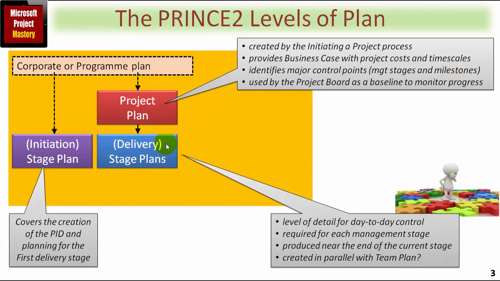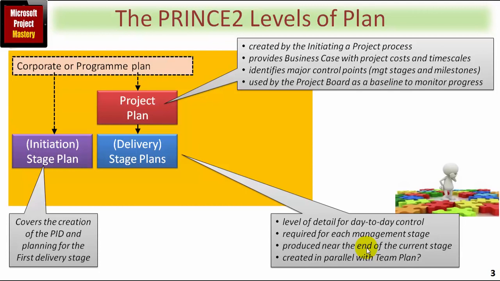Every Prince2 project has at least one delivery stage, and this of course takes the project plan and plans down to the level of detail needed for day-to-day control of the project manager during a stage. You require one of these for each management stage, and it's produced near the end of the current stage. These are often created in parallel with the team plans.